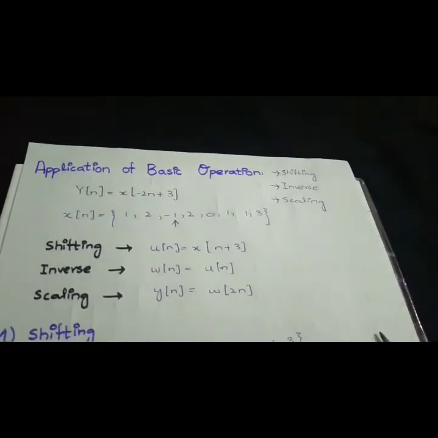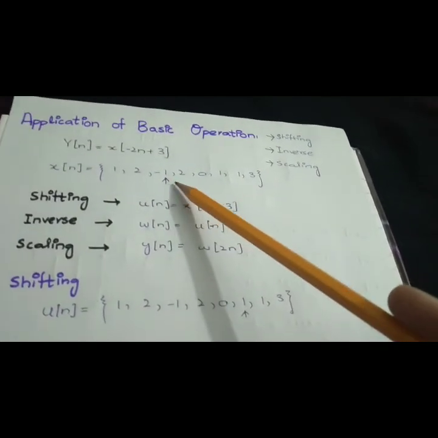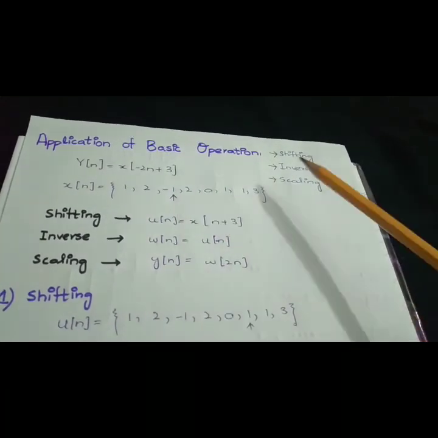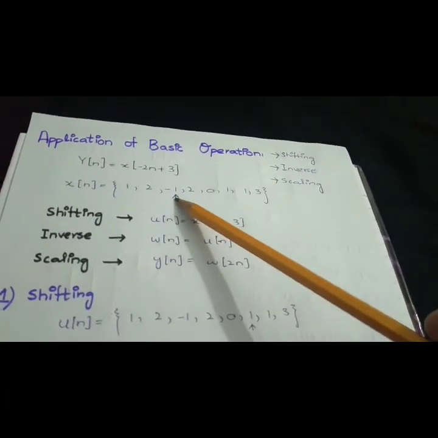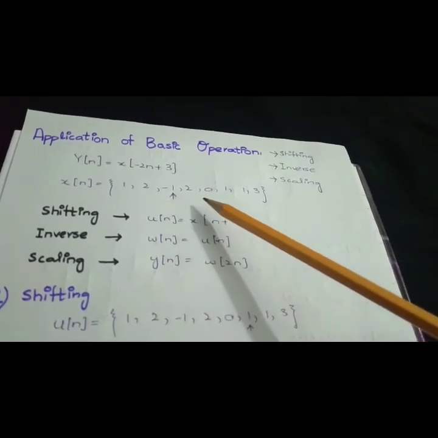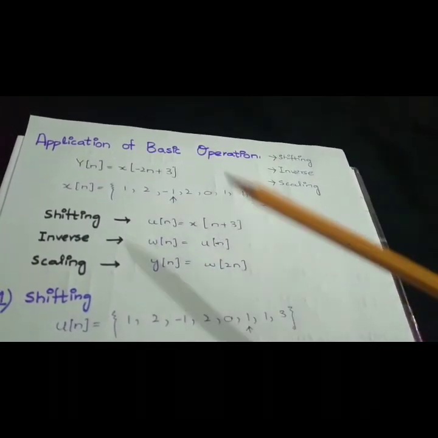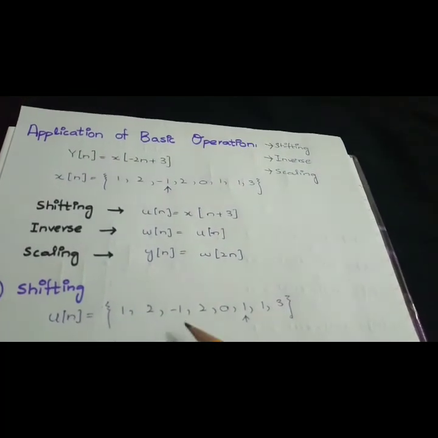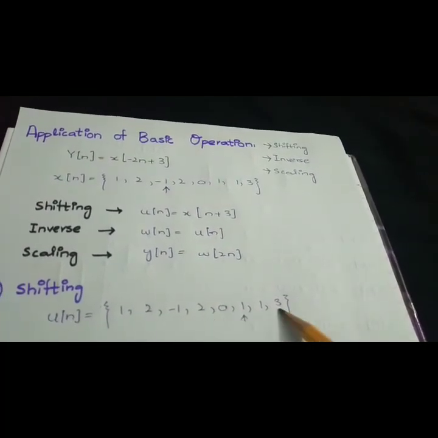Now we will do shifting of our given system. For shifting, we consider the equation u of n equals x of n plus 3. It means that we just shift our 0 index by 3 steps. In the given system it is at minus 1. We shift it and it becomes at 1. So after shifting, our u of n will be 1, 2, minus 1, 2, 0, 1, 1 and 3, and our 0 index is at 1.